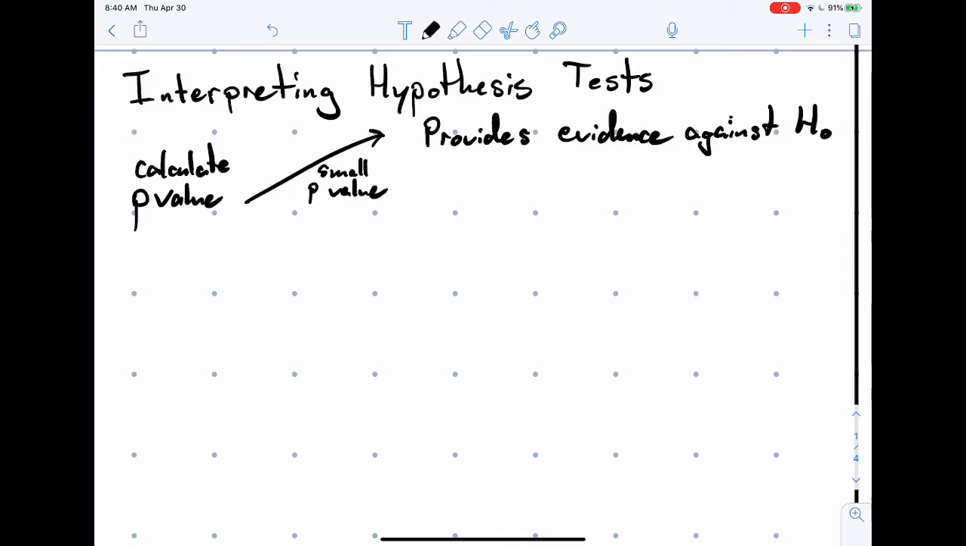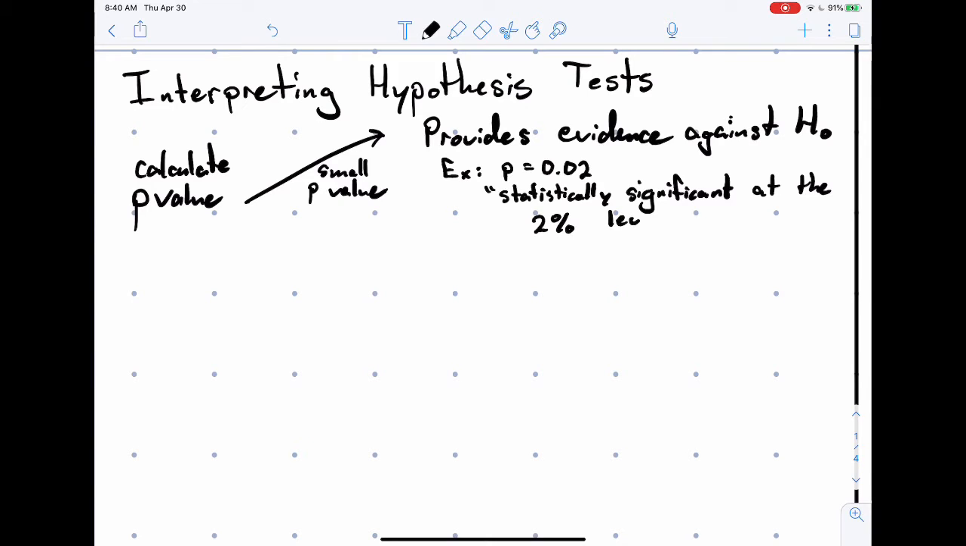So an example, say your p-value is equal to 0.02. So in this case, we say it's statistically significant at the 2% level.